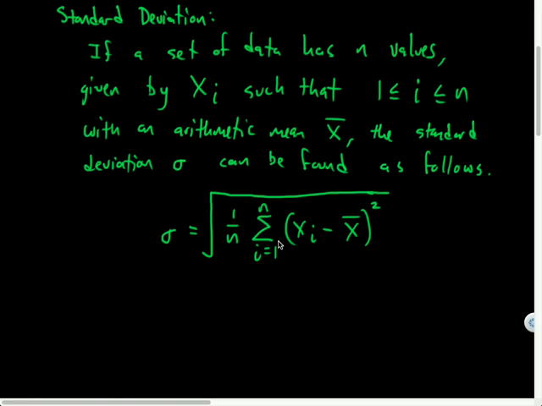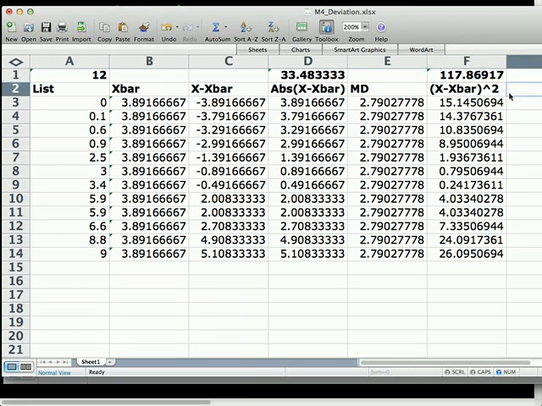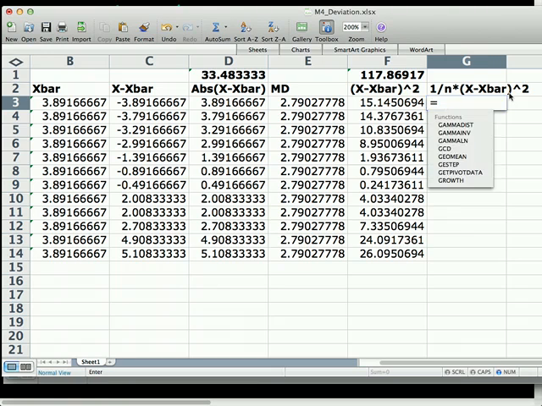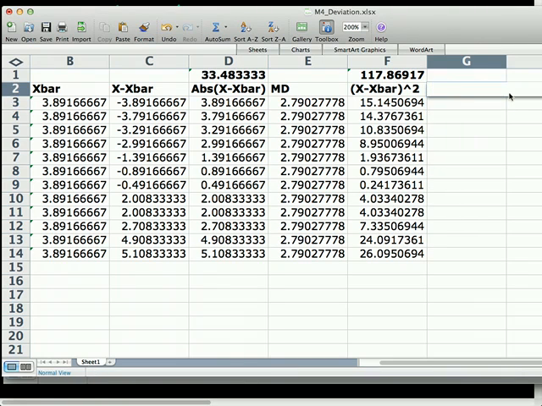So what do I do after I have that sum? I'm going to multiply by 1 over n, or I guess I could say divide by n. So I could call this 1 over n times the sum of x minus x bar squared. So I'm going to take this. Actually, no, I lied. I want to take this number and multiply by 1 over n.